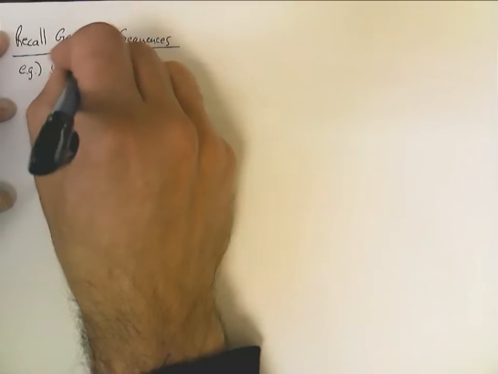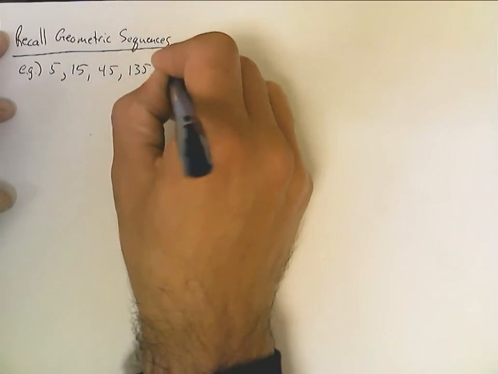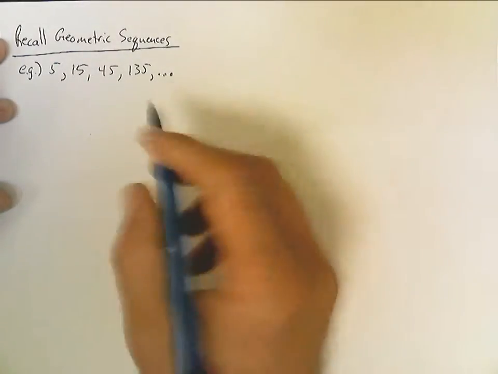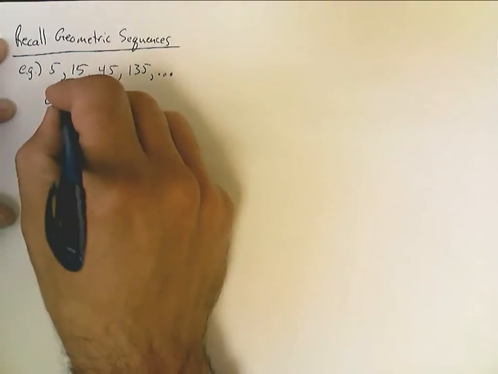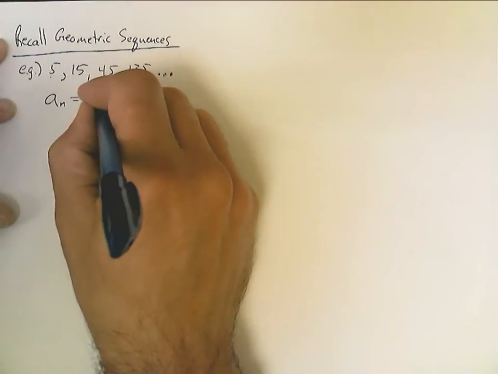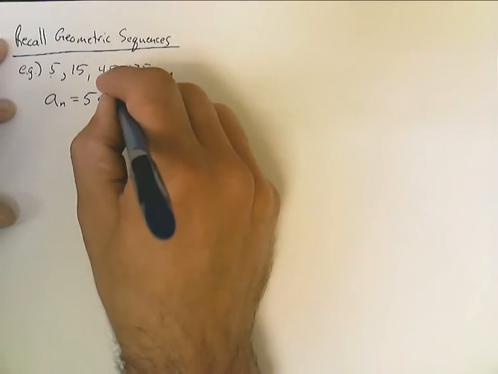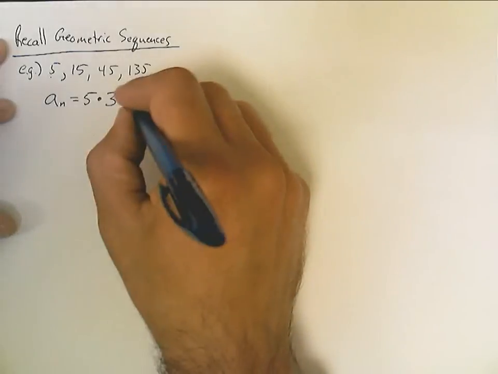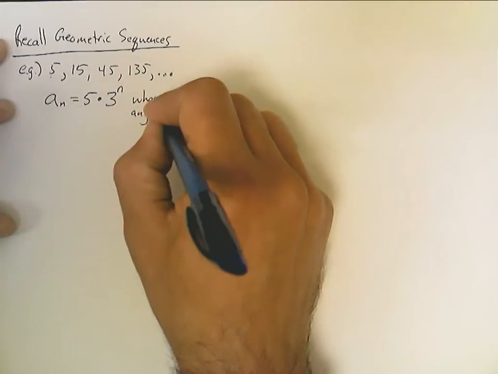So then we'll go to 15, 45, 135, and so on and so forth. So we're just multiplying by 3 each time. And hope you remember that the general rule for a sequence like this, we would just take a sub 0, 5, and we're always going to be multiplying by the common ratio of 3. So that's raised to the nth power. Again, in this case n is any whole number.